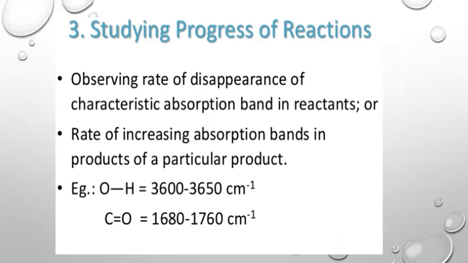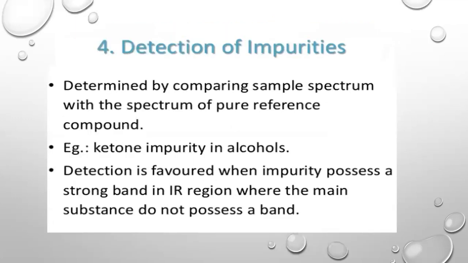Third is the study of the progress of reactions. We observe the rate of disappearance of characteristic absorption bands in the reactants, or the rate of increase of absorption bands in the products. Suppose during the reaction, as the amount of product increases, the stretching bands or absorption bands due to the product molecule will have a higher peak area or higher absorption value or transmittance value.